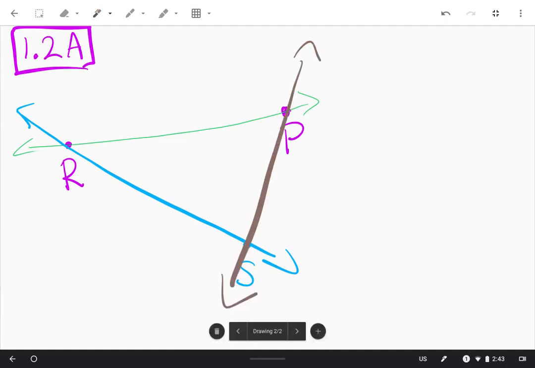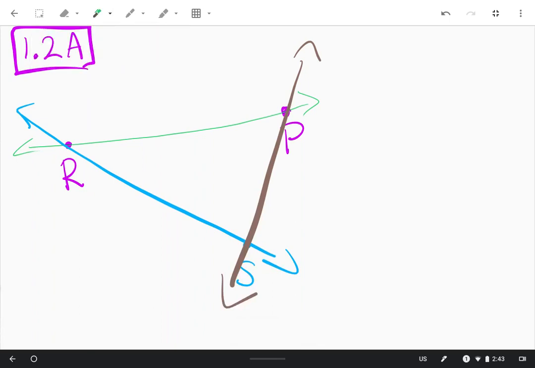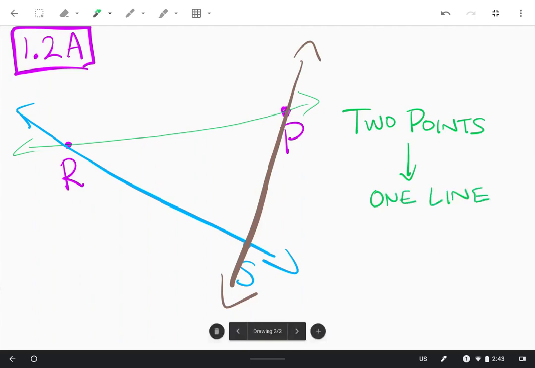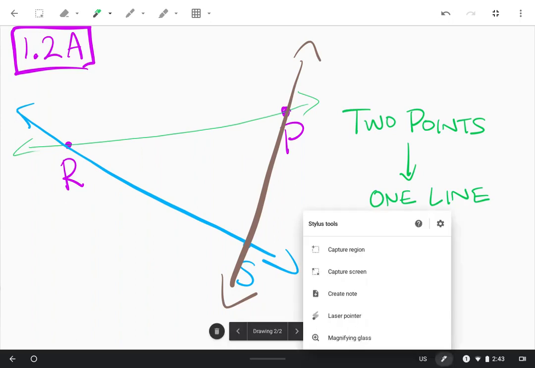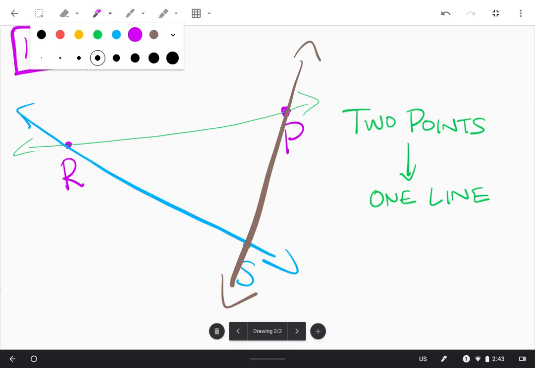So the important concept here is that through any 2 points, 2 points form 1 line. There is not any other line that goes between R and P, or R and S, or P and S. These lines are the only lines that go through those points. All right, let's jump to the next one.